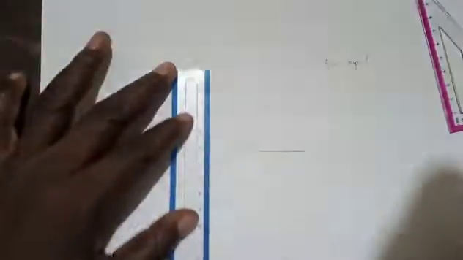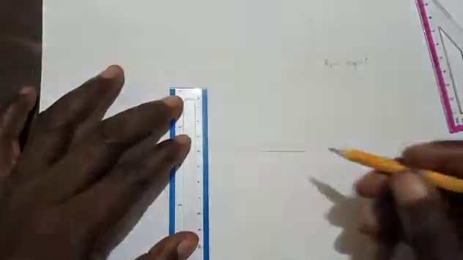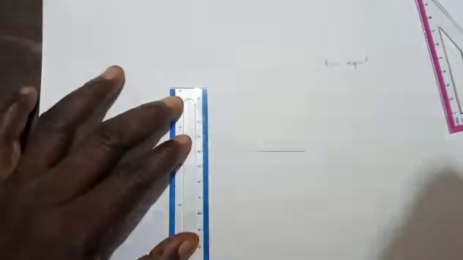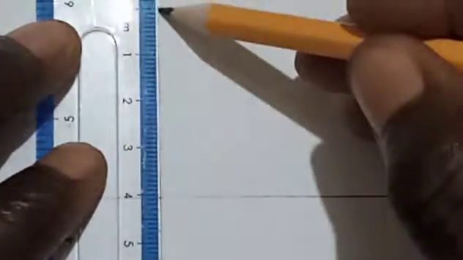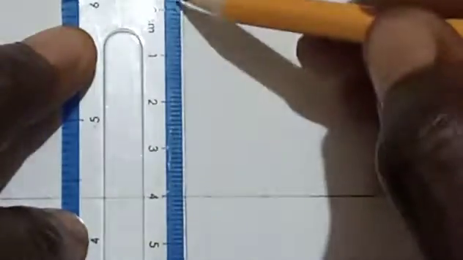So what we're going to do now is this. I'll measure 4 centimeters. This is 0, starting from 0 here. This is 0, as you can see. Then this is 4. So I've measured 4 here. So I'll mark this point here. You can see I've marked it.